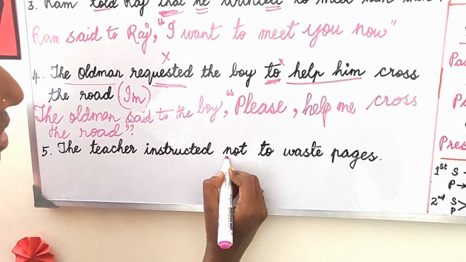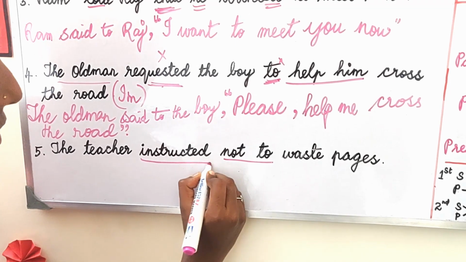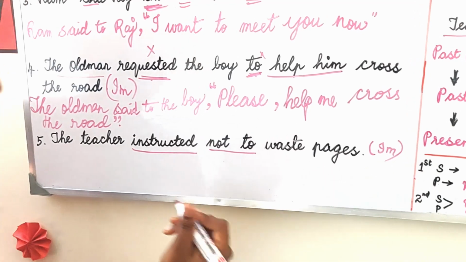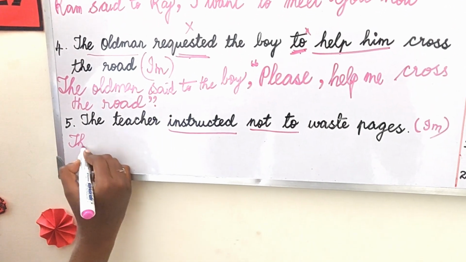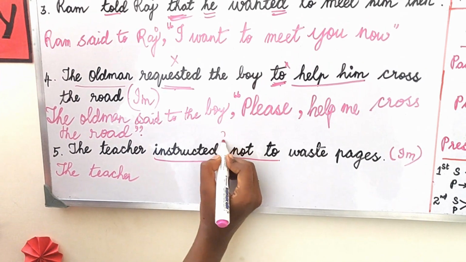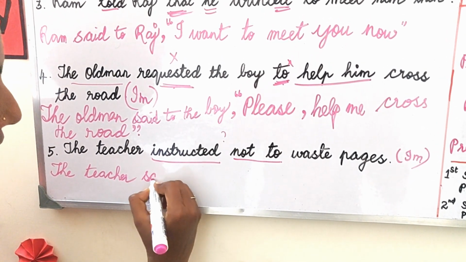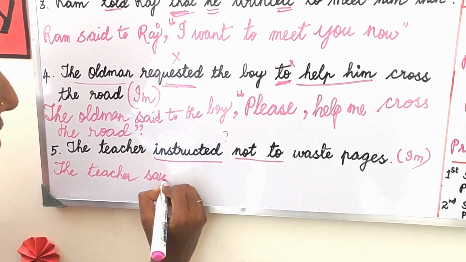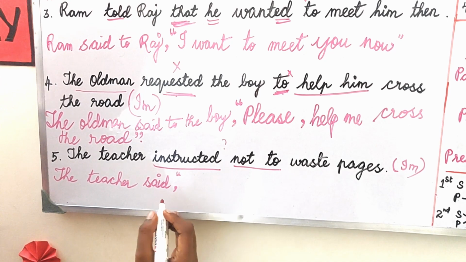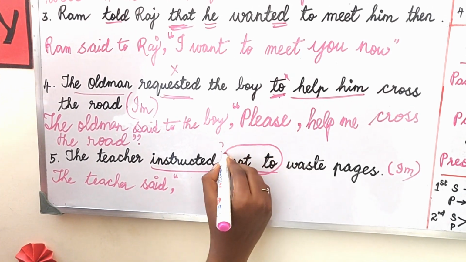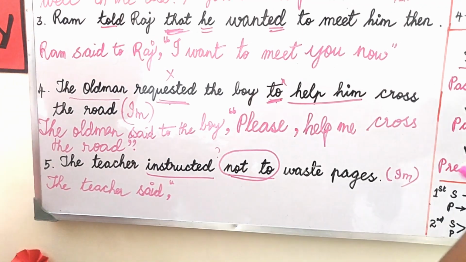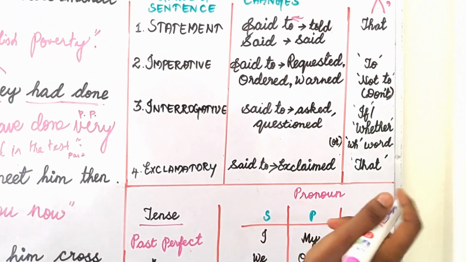So what are the conjunction? Not to, instructed. So again, what kind of sentence it is? Imperative sentence. Okay. So now the teacher. Here there is no object given. So just like that, write said. The teacher said, comma, open quotation, instead of this conjunction, not to. So not to, do you remember? Instead of what we have written not to? Just see the table for reference.